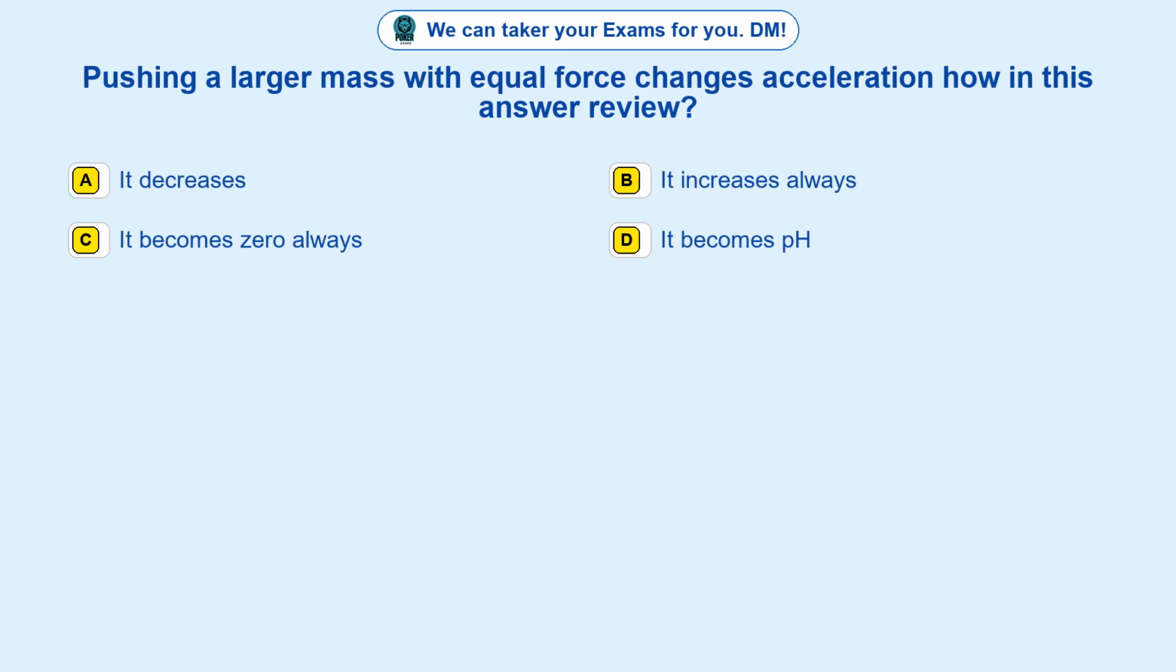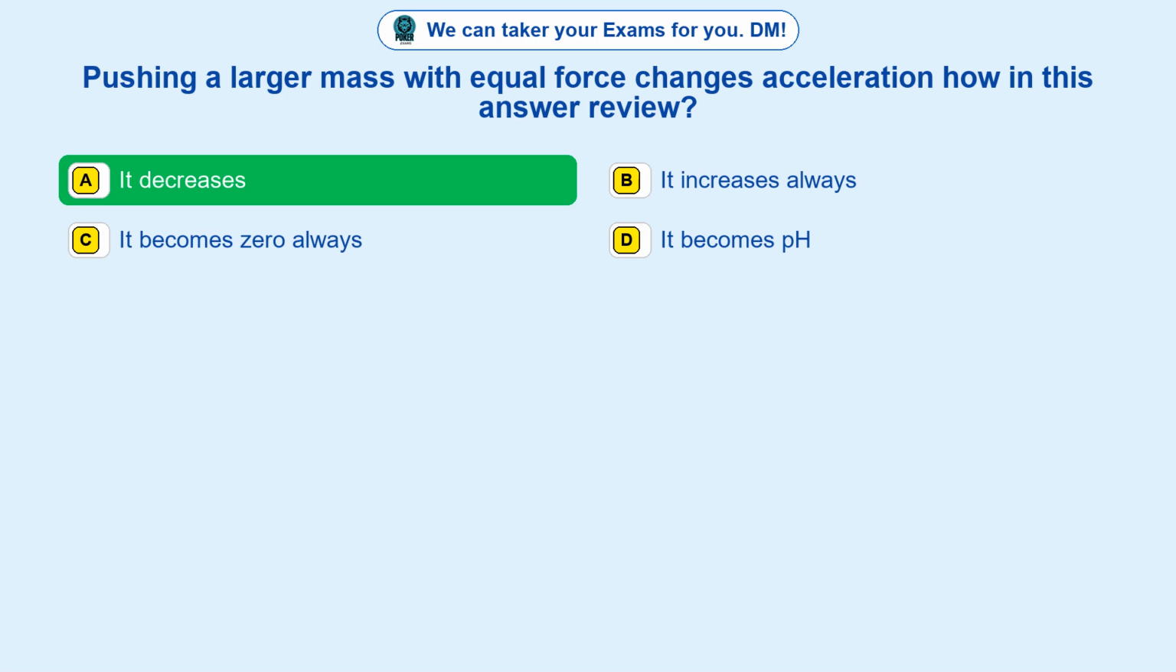Question 58. Pushing a larger mass with equal force changes acceleration how in this answer review? Option A. It decreases. Option B. It increases always. Option C. It becomes zero always. Option D. It becomes pH. The correct answer is option A.